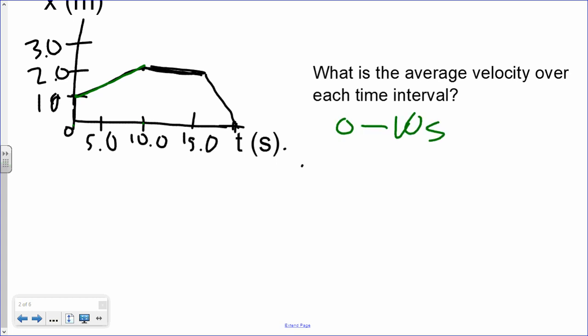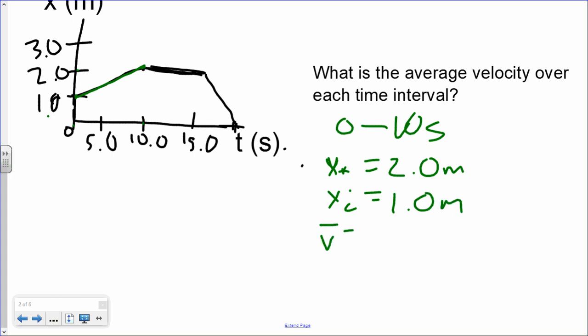Let me list what I know. I know my final position is, if I look here, the final position is 2. That's on the y-axis, meters. My initial position, if I look here, is 1.0 meters. So v bar would be the final 2.0 meters minus the initial 1.0 meters divided by delta t.